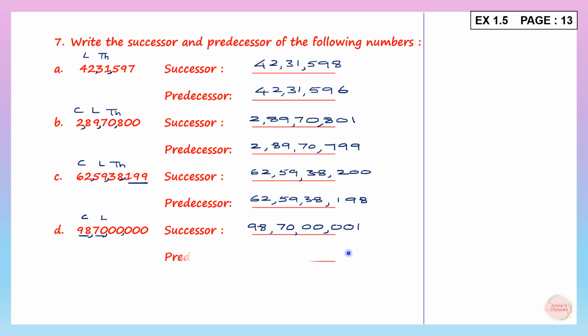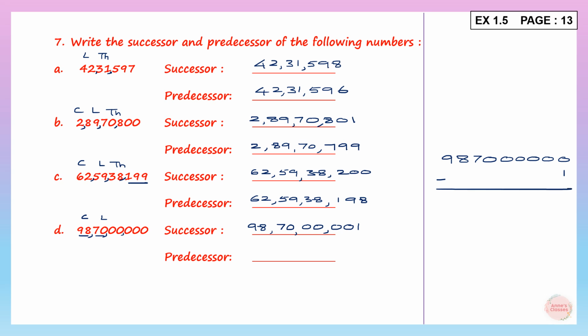Now we have to write the predecessor. Whenever you write a predecessor, when there are many zeros, it's always good to do the subtraction separately. So let's write 98 crore 70 lakh. Okay, let's make the correction. Then thousands place we don't have anything. Hundreds, tens and ones also we don't have anything. Now we have to subtract 1 from this.